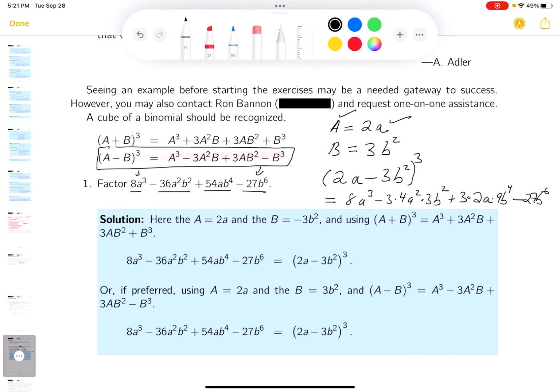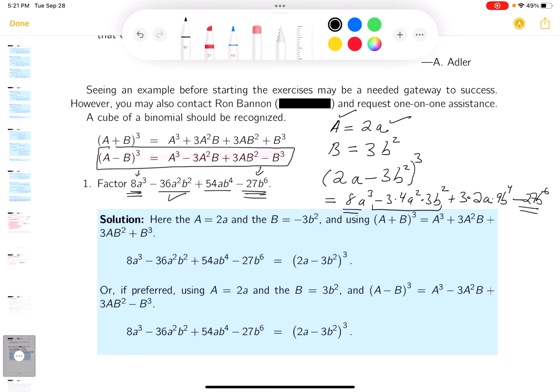Do I get what I want? I got this. Let me see if I get this term over here. And again, I'm looking at this. Did I get it? Well, 3 times 4 is 12. 12 times 3 is 36. I got that part, A squared, B squared. Let's see the next one, see if it works.